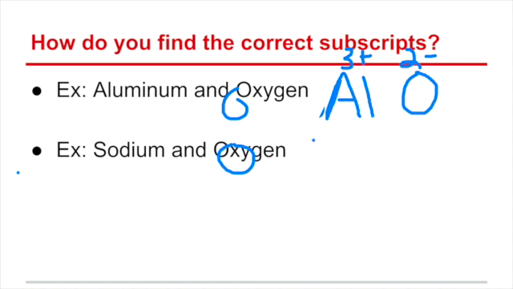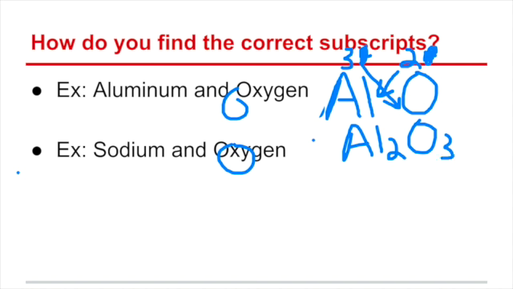And the simplest way that I found to do this is to get rid of the plus sign, get rid of the minus sign, and all you do is drop this number over there and drop this number over there. So we get Al2O3. And the last thing we have to do is see if they're balanced.